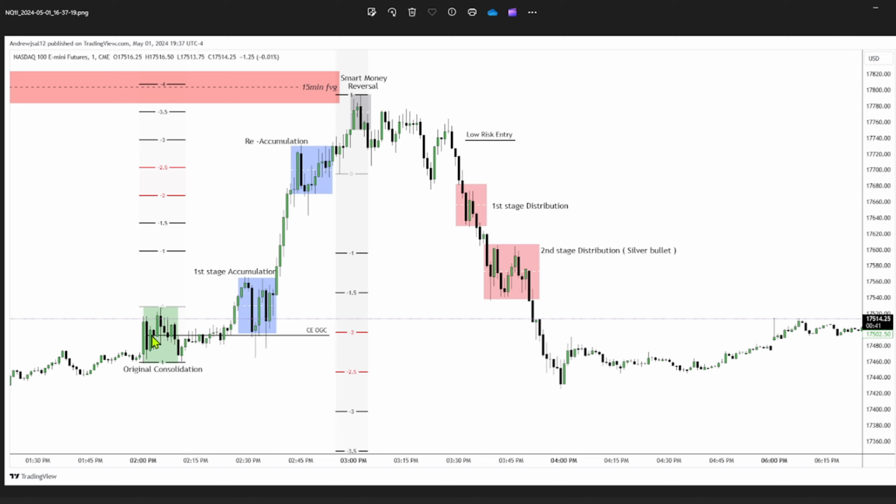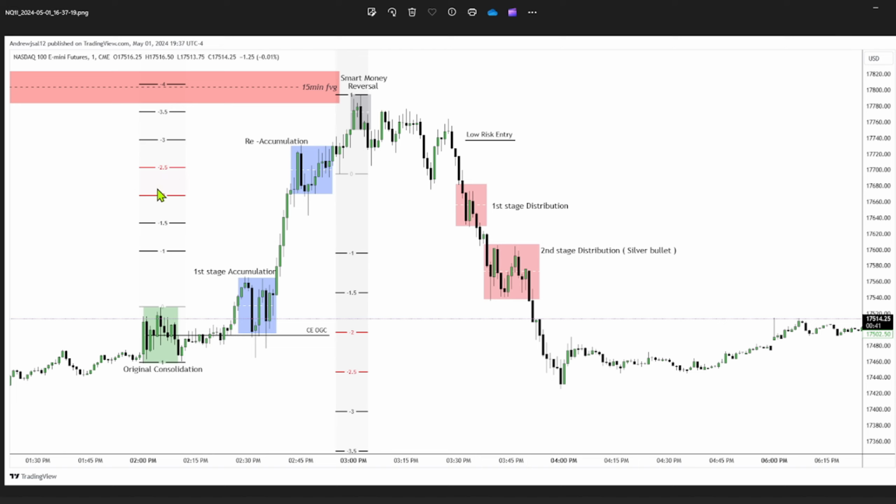But what are we doing here? If you notice inside of this box, CE, or 50% of this green box in here, notice how the wicks drive lower, but the candle bodies start to trade higher, right? We then drive even higher here. You get your reaccumulation, which is 2 to 2:30, right?